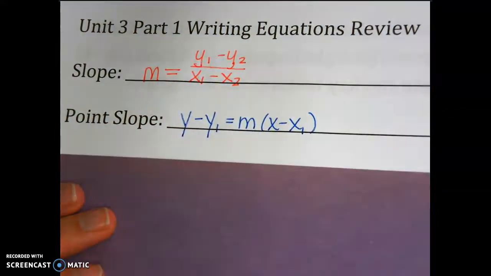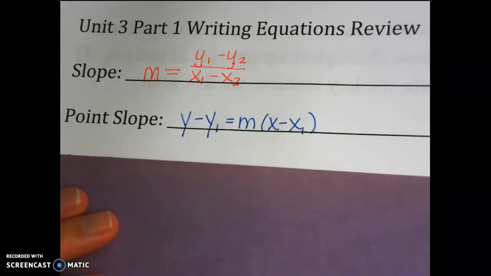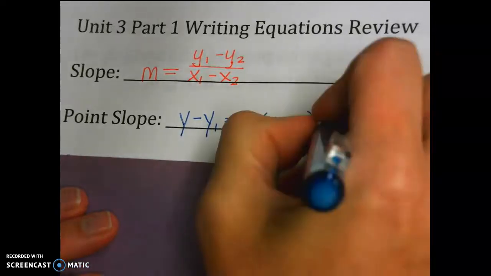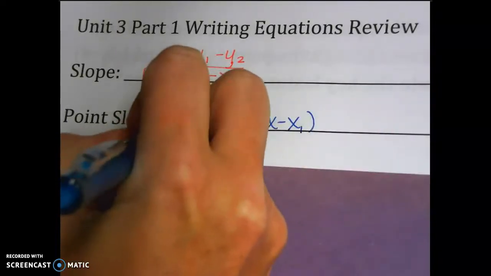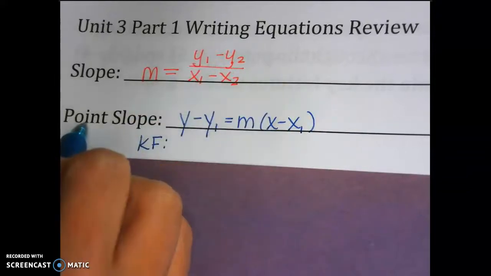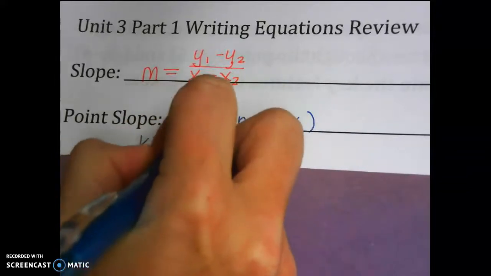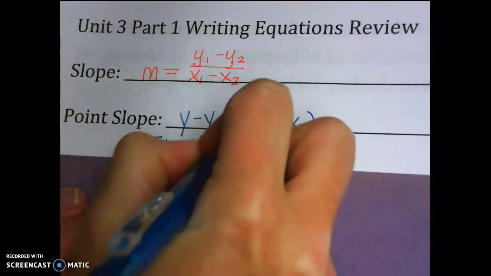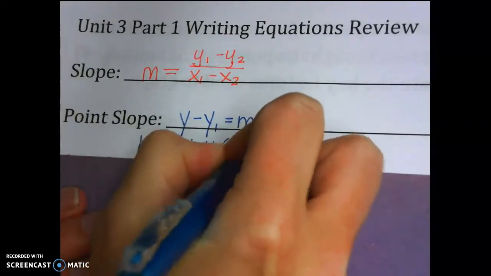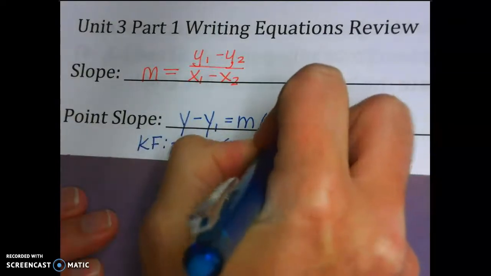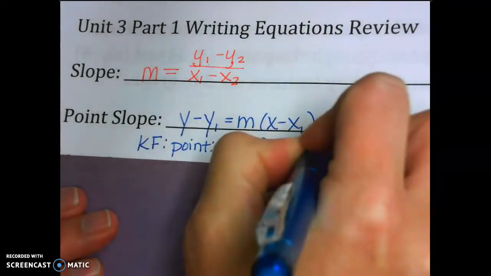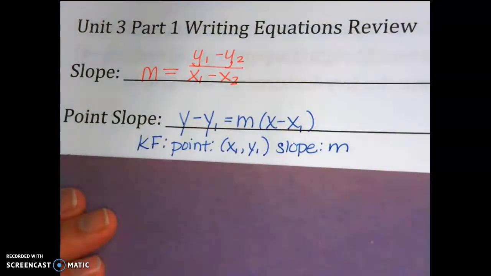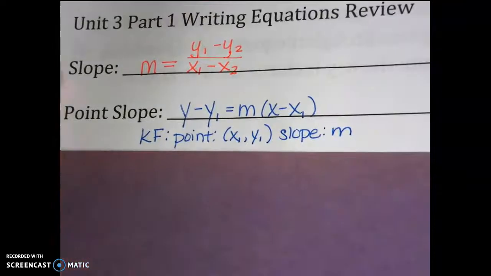And for each of our forms, we have two key features. The key features that go with point slope come straight from the name, point and slope. The point is x1, y1 from the equation, and the slope is m. Those are our two key features.